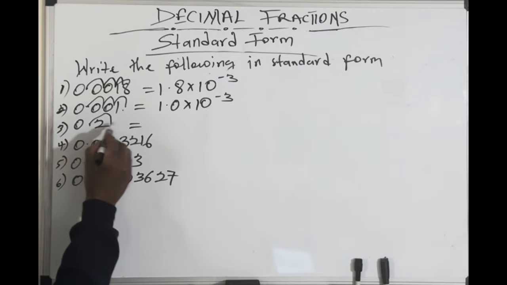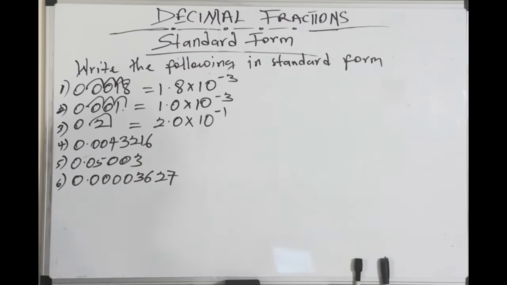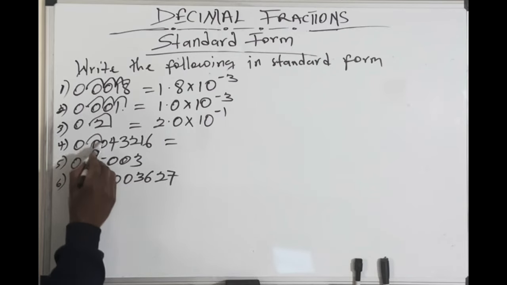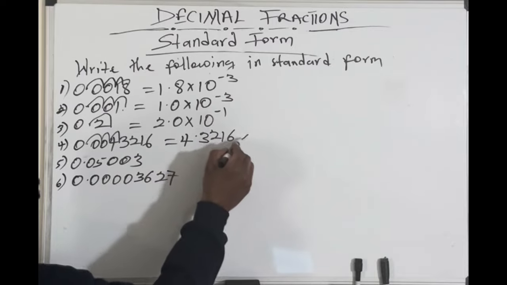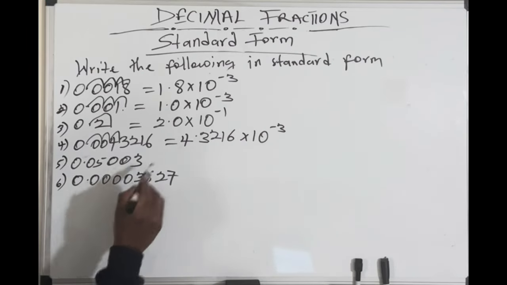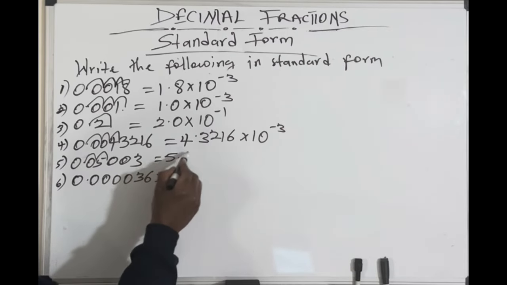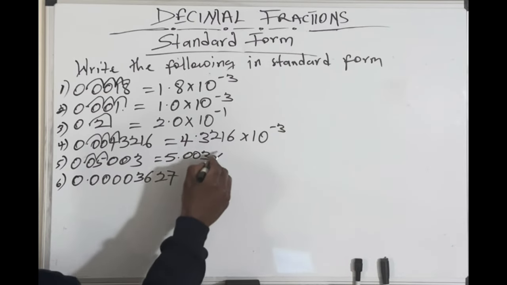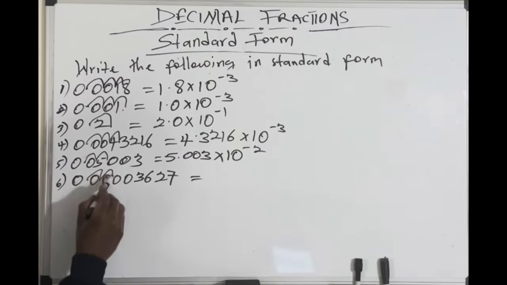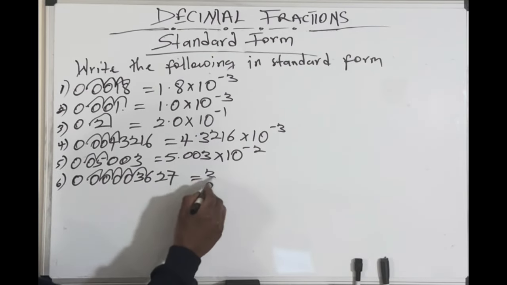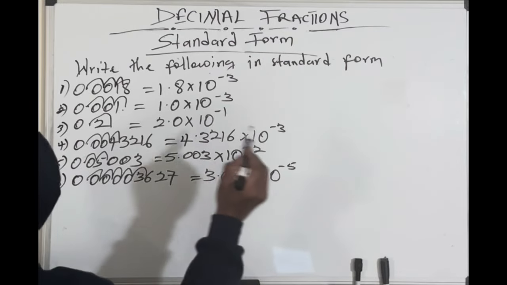The same thing, so 1. So 2.0 times 10 raised to the power negative 1. Then 1, 2, 3. So 4.3216 times 10 raised to the power negative 3. Then 1, 2. So 5.003 times 10 raised to the power negative 2. Then lastly, 1, 2, 3, 4, 5. So 3.627 times 10 raised to the power negative 5.